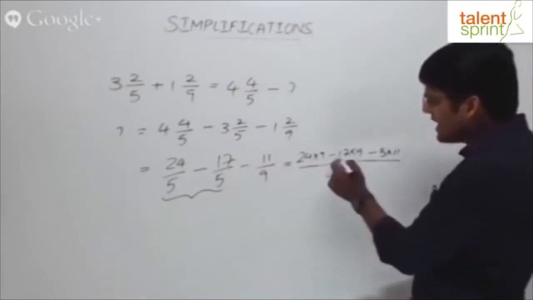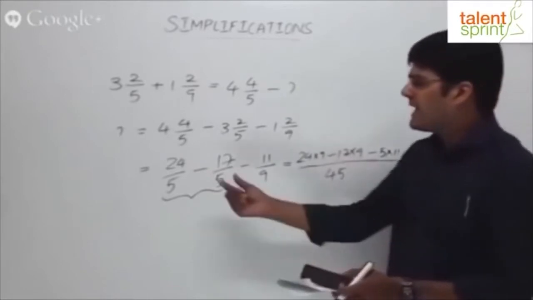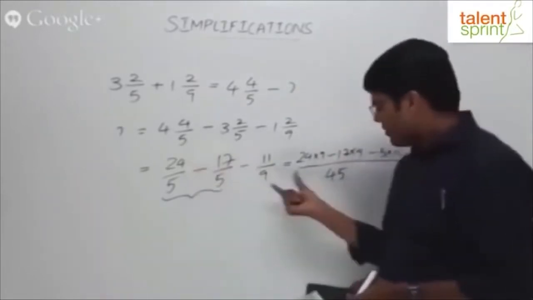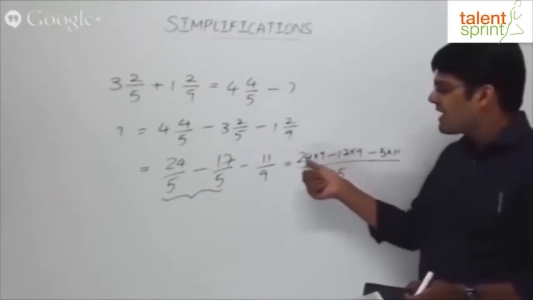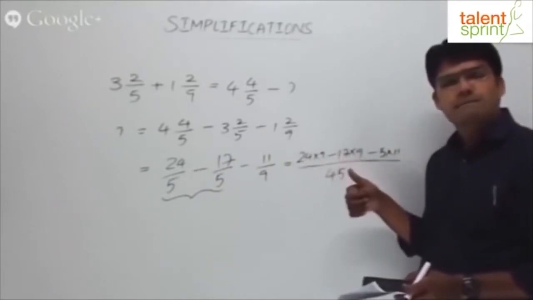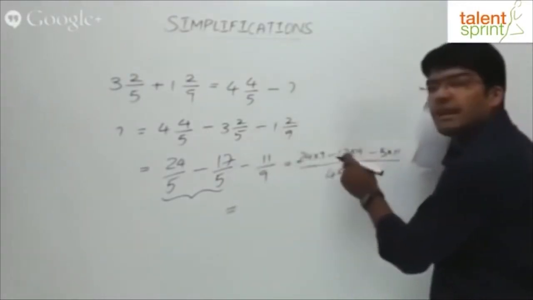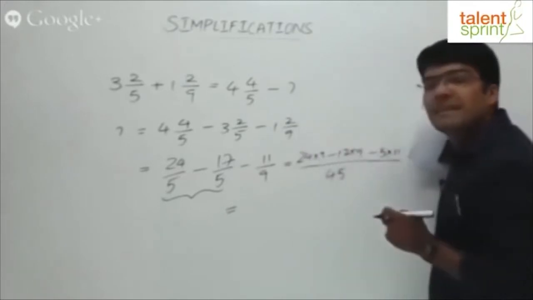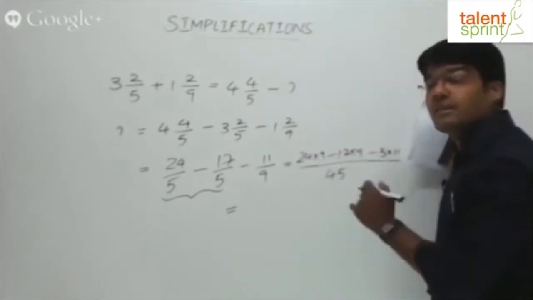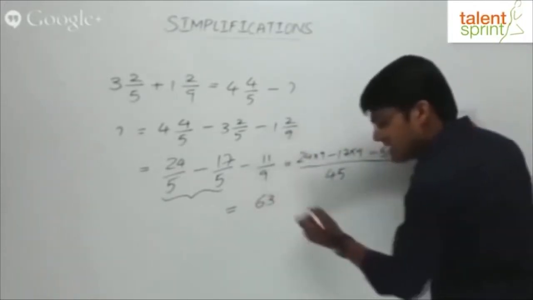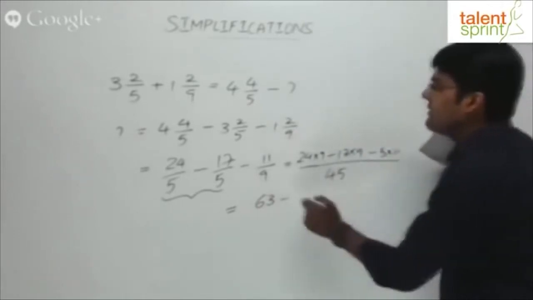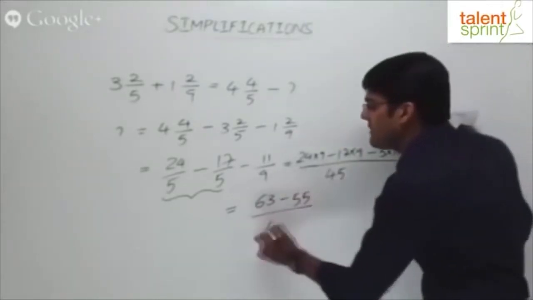Or here also, if you take 9 common, it's the same. Either directly take it as 24 minus 17, 7 by 5, or here you can take 9 common. If you take 9 common, 24 minus 17 is equal to 7. 7 into 9, right? So what will be the final answer? 24 into 9 minus 17 into 9. 9 is common. 24 minus 17 is equal to 7. 7 into 9, 63. 63 minus 5 into 11, 55, divided by 45.